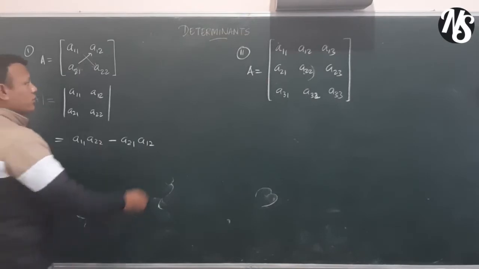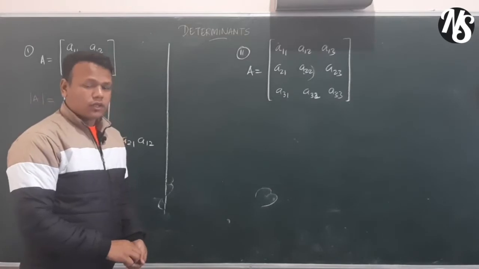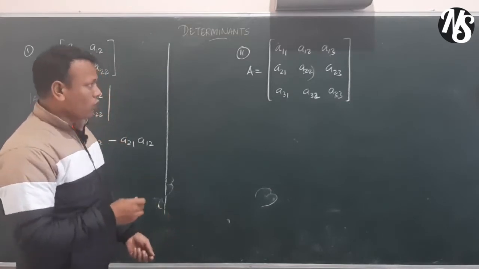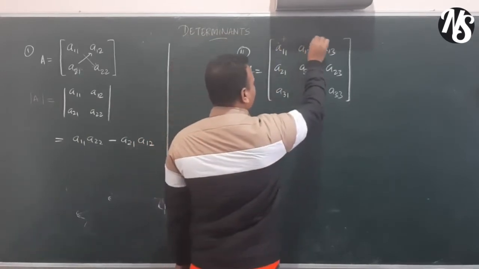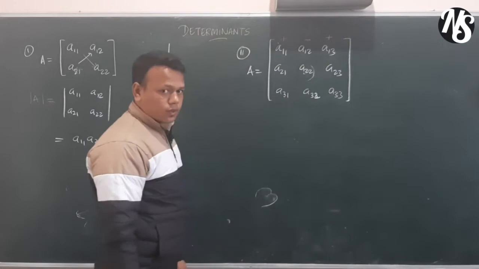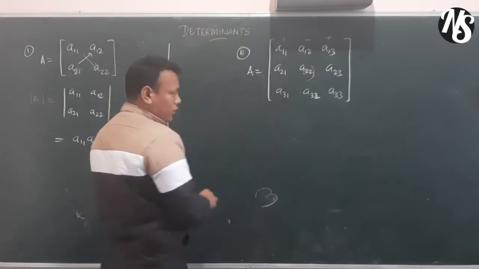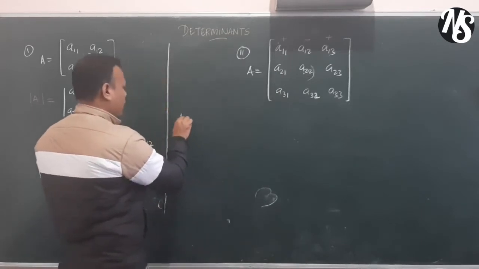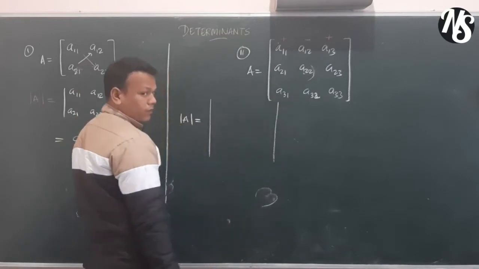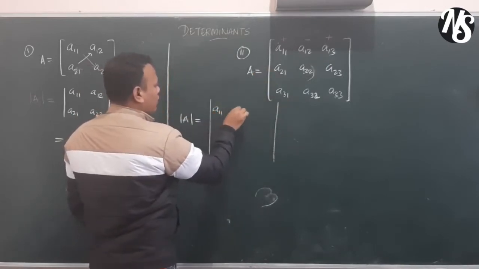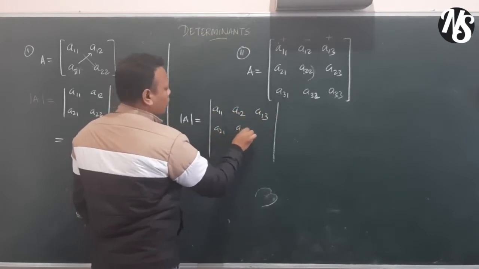But for your 3 cross 3, you have got a different technique. For that, the sign you have to follow is plus here, minus here, plus here. What you need to do is very simple. The determinant of A, as you all know, is written as the determinant of this. So we have A11, A12, A13, A21, A22.